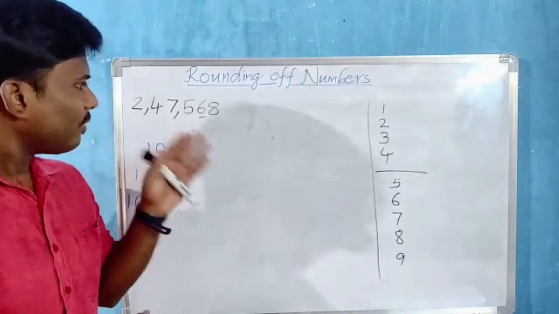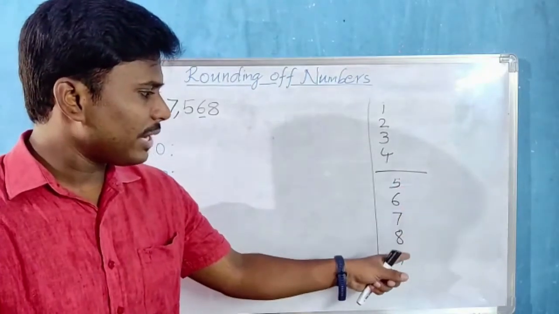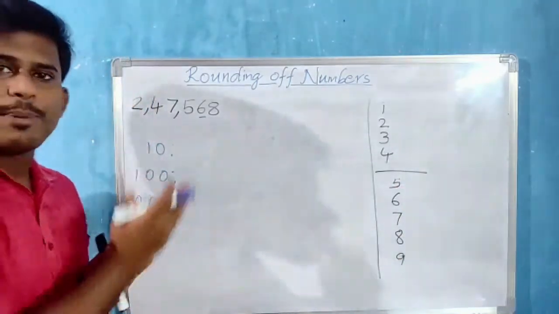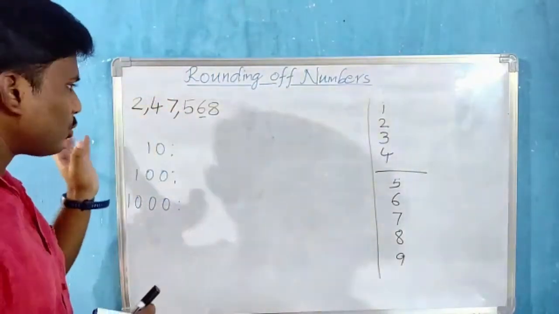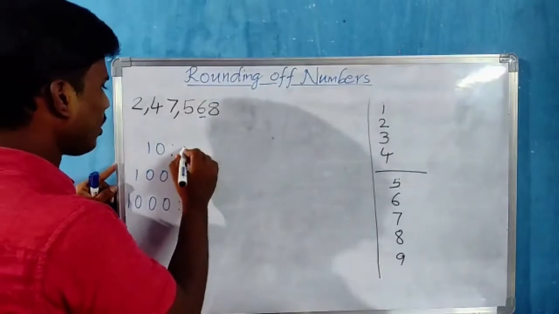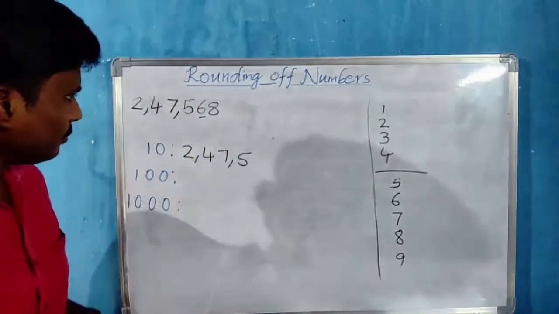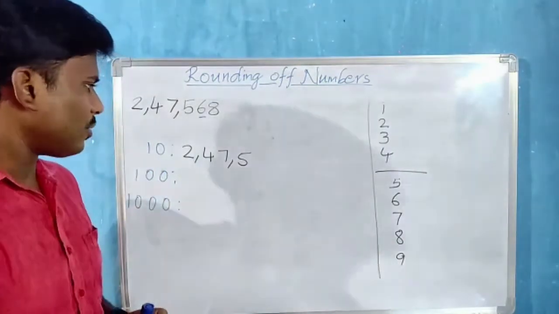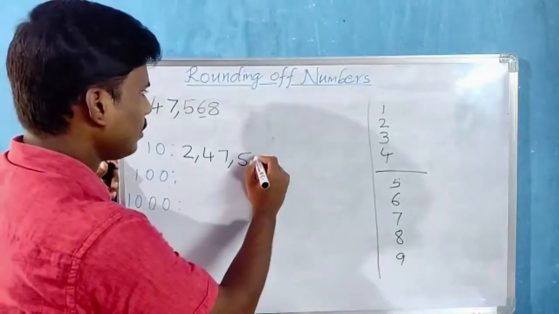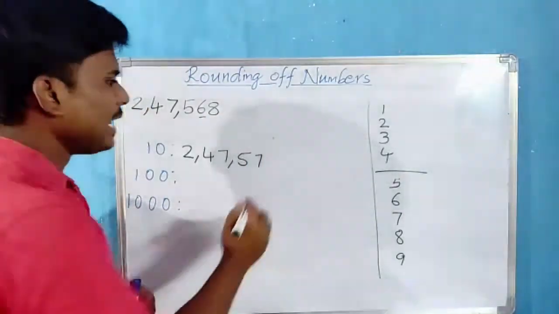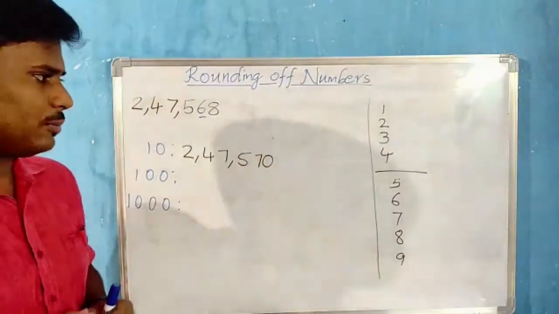8. When it is 8, so what I said, when it is 5, 6, 7, 8 or 9, we have to add +1 to the rounding digit. The left digits, whatever the left digits, we have to keep as they are. Okay, first let us write the left digits, 2,47,5. Left digits as they are we have to write, and see, the rounding digit we have to add +1, and the right side digit automatically we have to place as 0.